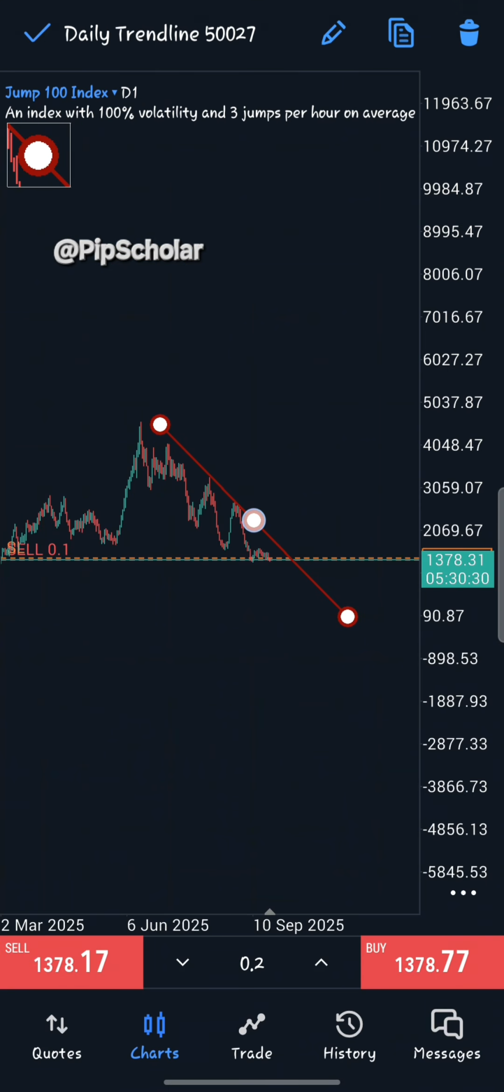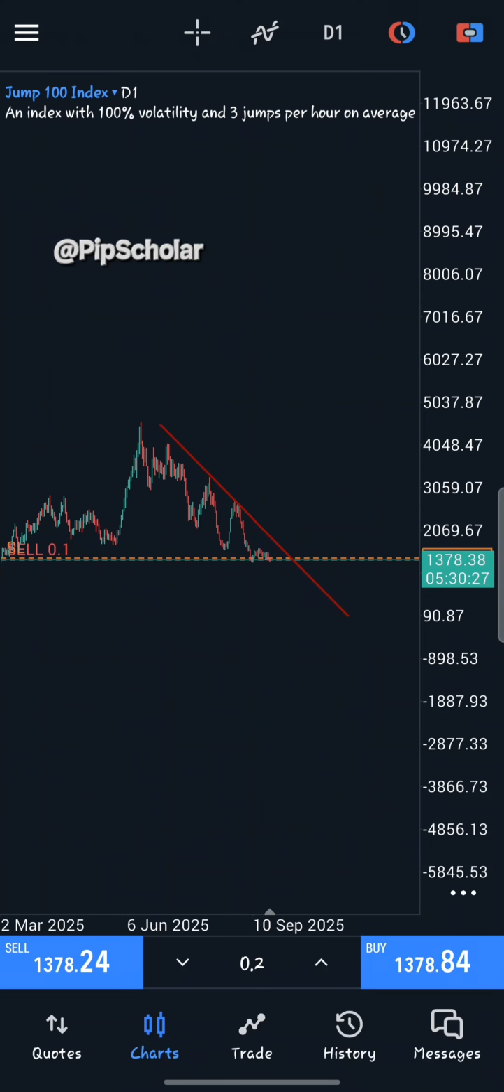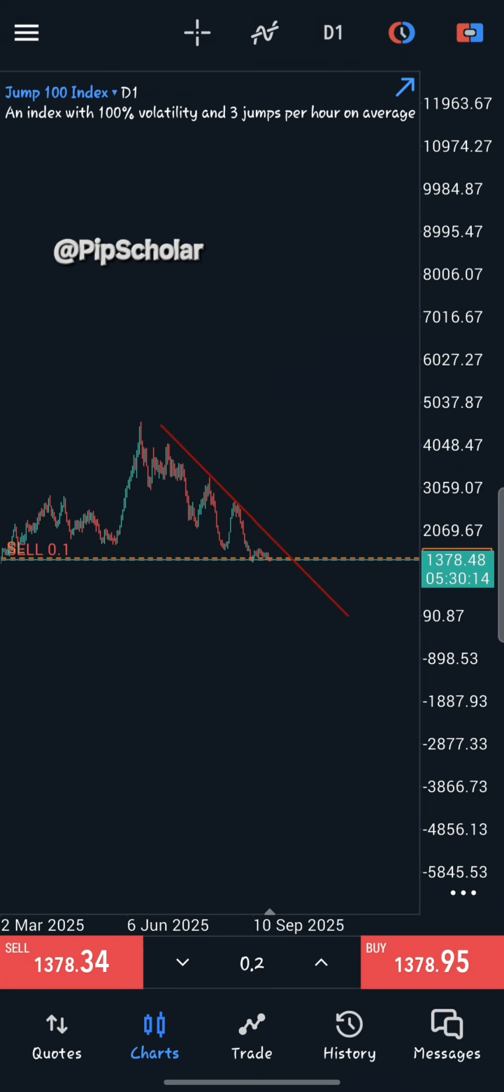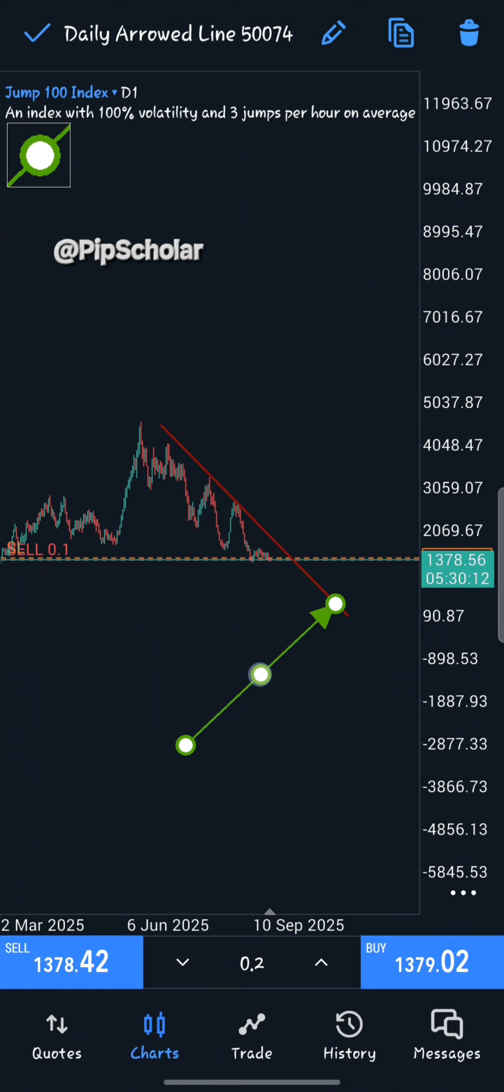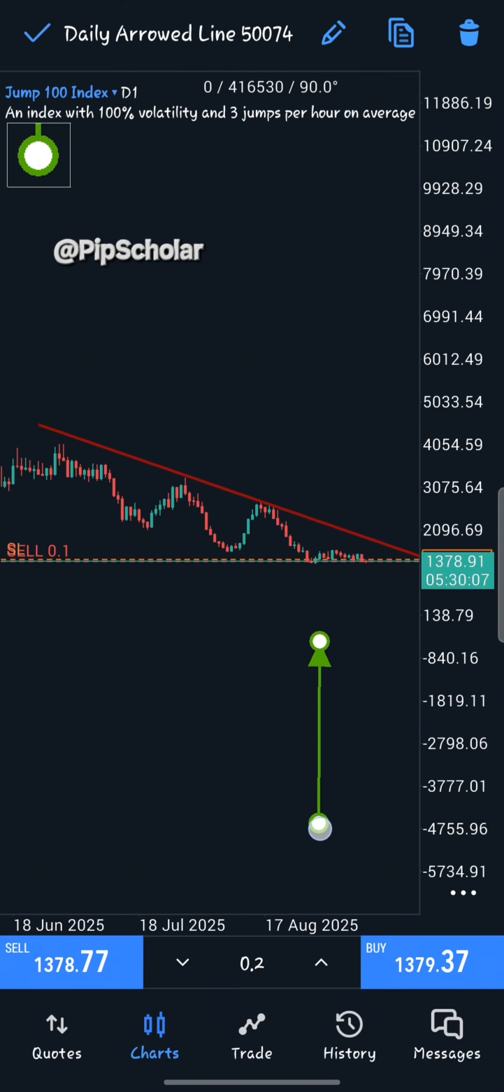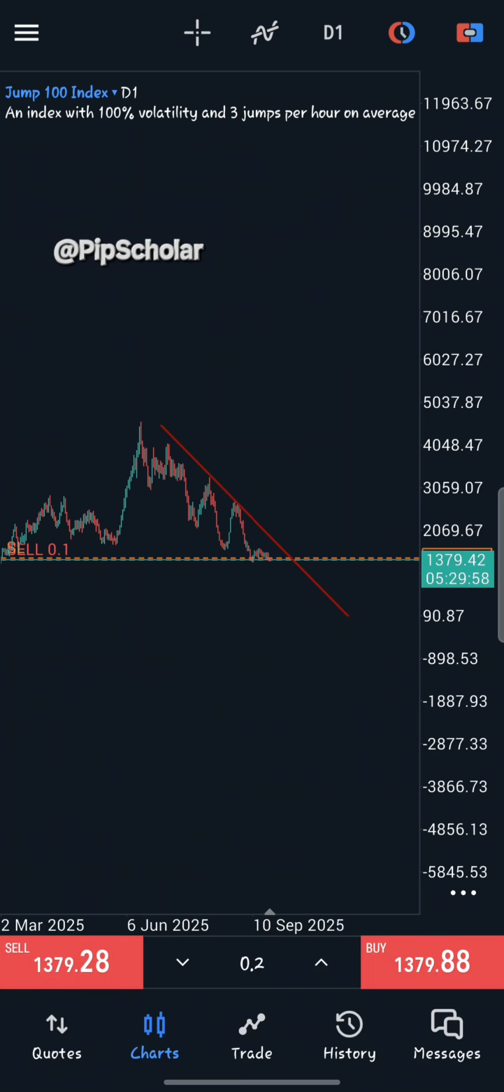So I will draw my trend line like this. If you don't know how to draw a trend line, it is not very hard, it's just something you need to learn. Maybe I'll drop a video on how to draw accurate trend lines. For a trend line to be valid, it must have at least two or three touches. Now this is 1 and this is 2, so this trend line is valid.